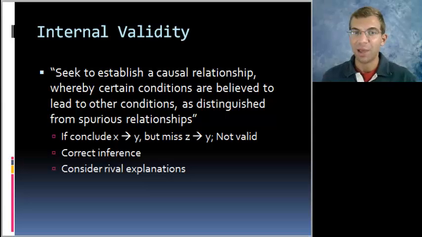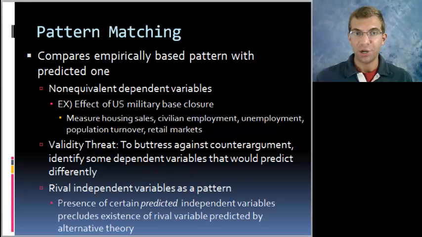What's basically happening there, if I make that conclusion of the ice cream truck is somehow causing crime, that's not valid. But what I'm missing out is that the weather's nicer, there's more people outside, and that's the actual cause. So the goal for internal validity is to show that you have correct inferences going on, and you've considered rival explanations in your theory or in your case. So one way, on page 143, this discusses pattern matching. And that's basically you've come up with a predicted pattern from the literature, and you compare what you see to what's predicted.